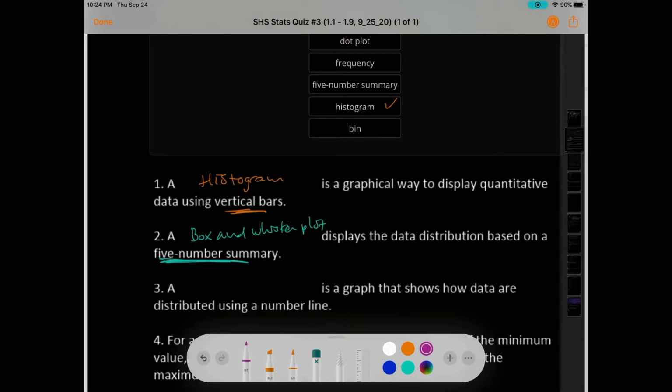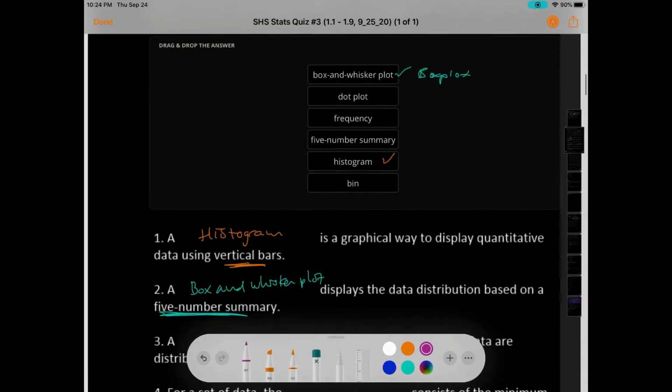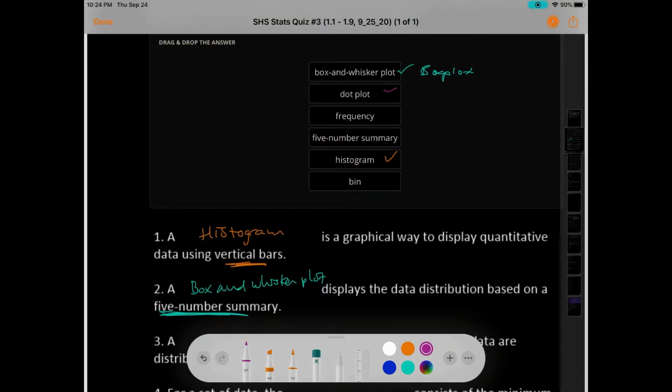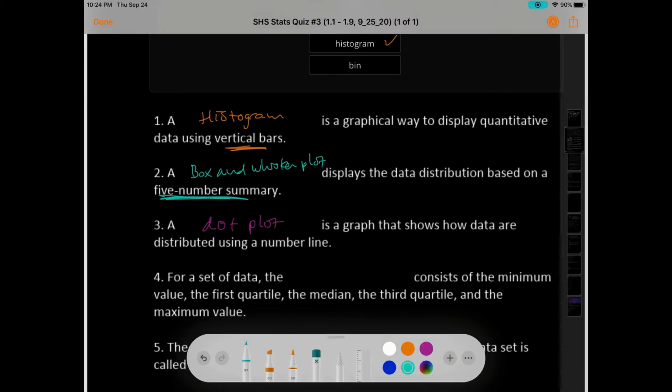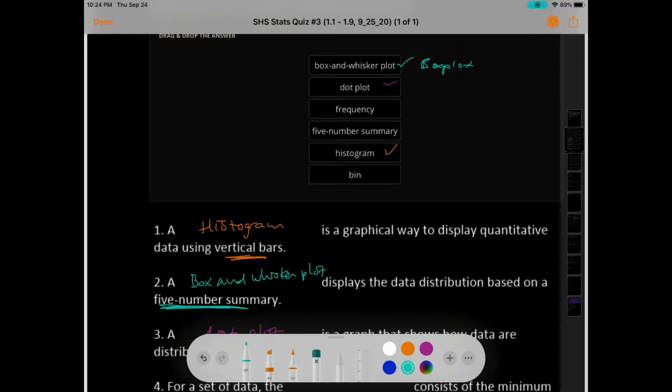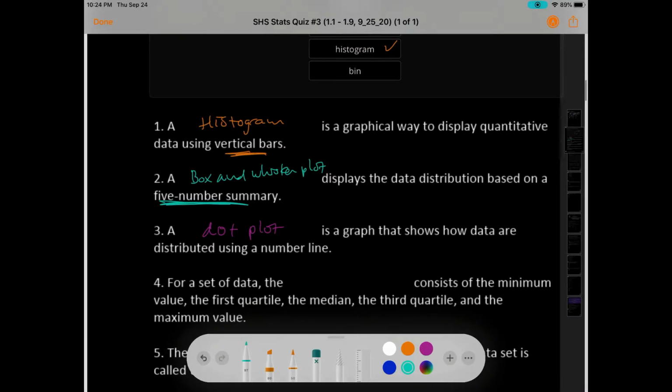A blank is a graph that shows how data are distributed using a number line. What do we got? I'd put a dot plot. Number 4, for a set of data, the blank consists of the min, Q1, median, the third quartile, and the maximum value. That one would be the 5-number summary.